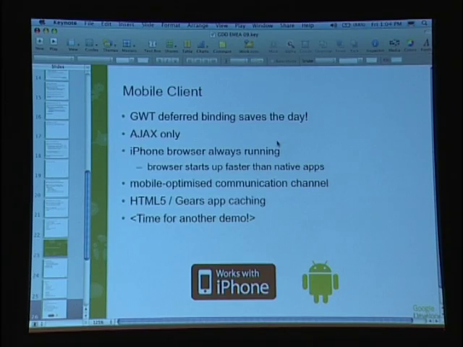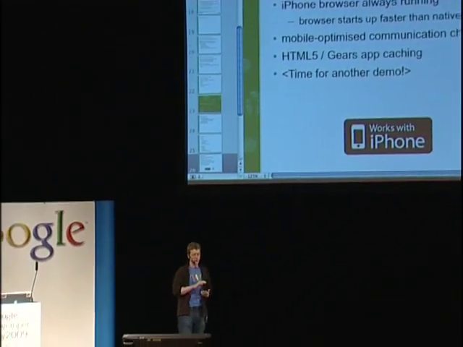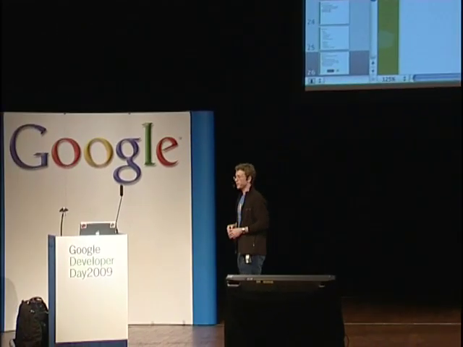It's unlikely at the moment that we'll have a native mobile client written, but all our APIs are there. So if any of you would like to try it, we'd thoroughly recommend that you give it a try. Just a piece of trivia is that on the iPhone the browser is always running, which means web applications start up much faster than native applications. So for a bunch of reasons, we're probably just going to continue with the GWT-generated mobile client.